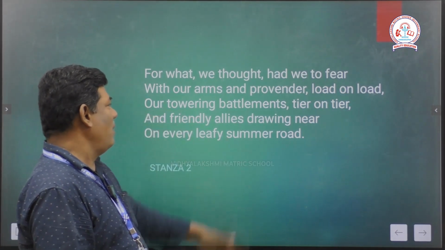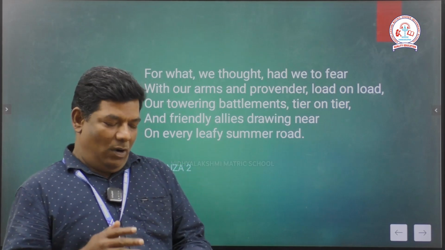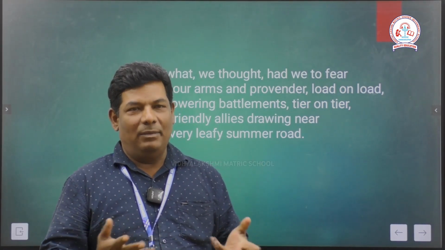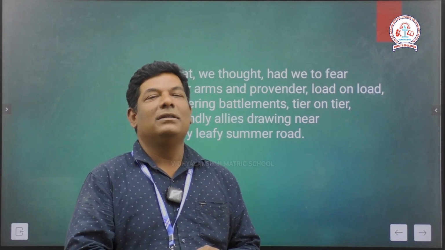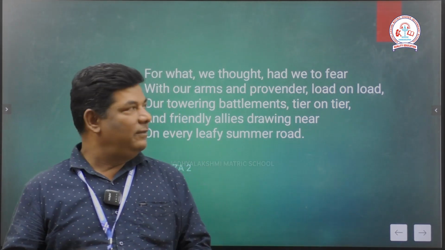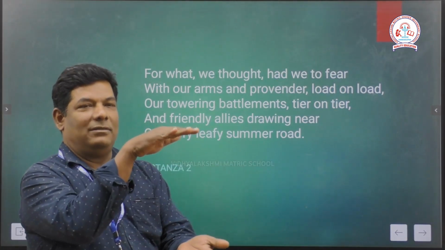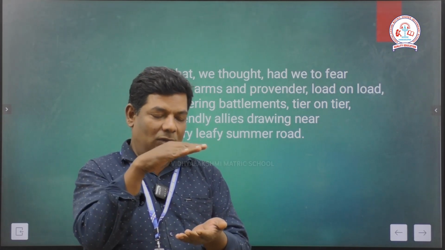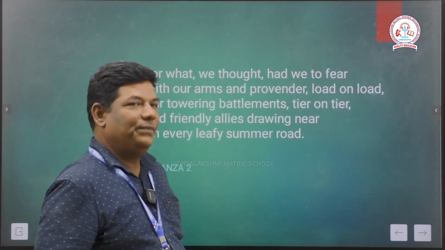And our towering battlements, tier on tier. Of course, they have battlements. What is towering battlements? Important question. In the towers, they have small openings. These openings are used by the soldiers to shoot at the enemies if they appear. So it's tier on tier, one above the other, right? So towers are there. The soldiers are safeguarding the castle, one upon the other.